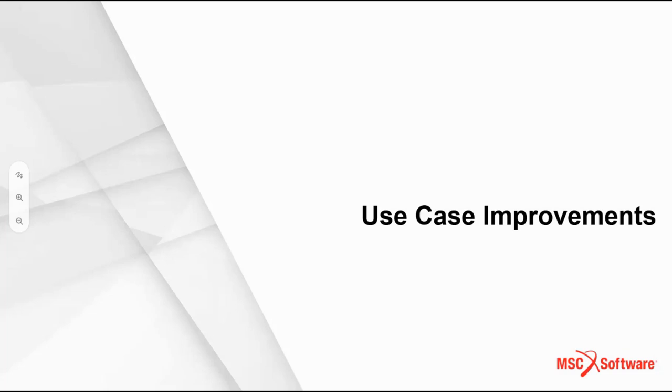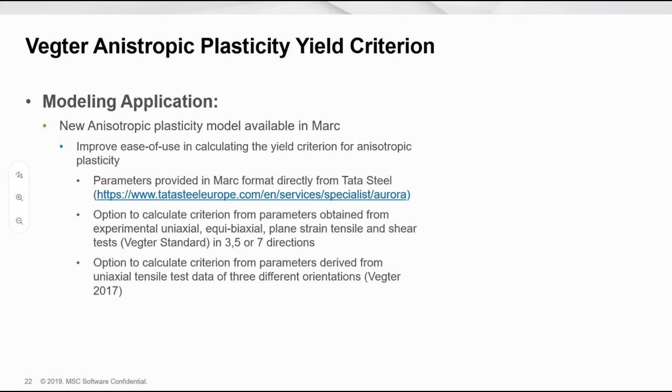In this section, we're going to talk about the use case improvements, which are more workflow-specific improvements we have done in this release. So if you can go to the next slide, please, Matthew. Okay, so the first one is the Vegter anisotropic plasticity yield criteria.